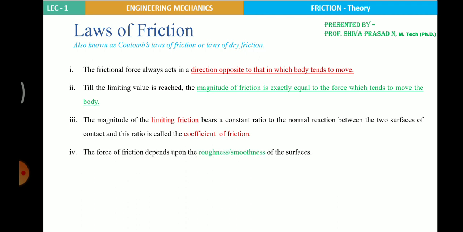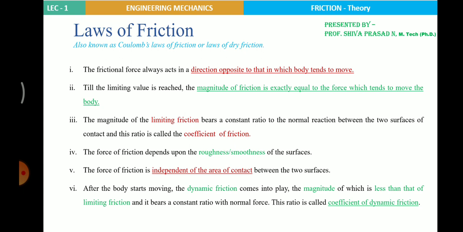Next, the force of friction depends upon the roughness or smoothness of the surface. Yes, this law is oriented on the surface phenomenon. That is, based on whether the surface is rough or smooth, the force of friction would depend. Further, the force of friction is independent of the area of contact between the two surfaces. Yes, it is not at all dependent on the area of contact, because we have seen the limiting friction is completely proportional to the normal reaction force.